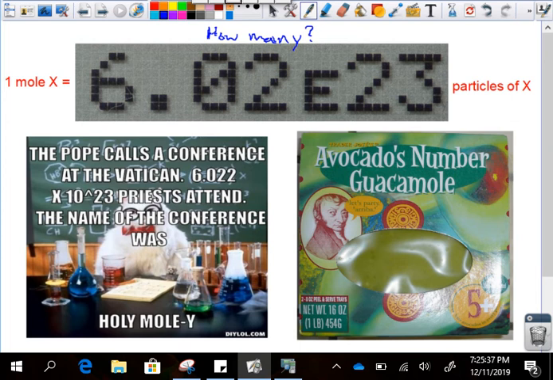But we use this huge number, 6.02 times 10 to the 23rd, because atoms are tiny. We need a big number to encompass all of these tiny pieces at once. And that's where Avogadro's number comes in.